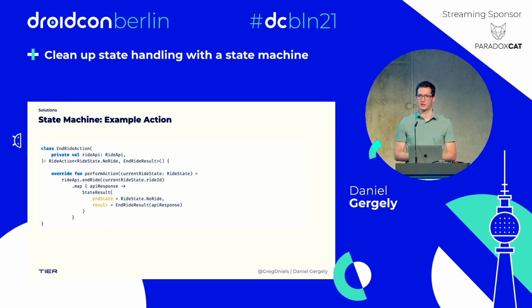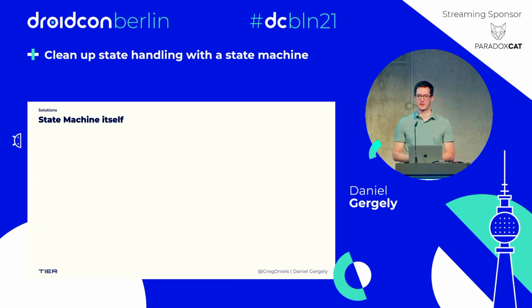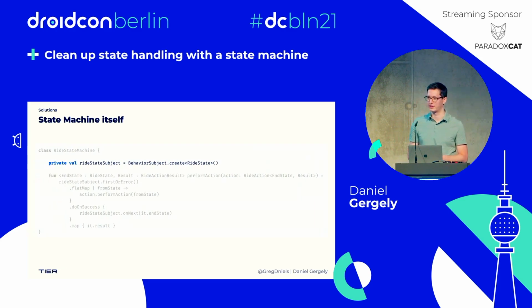So now that we have a definition for the states and also the actions, now it's time to think of the glue that would hold this all together. And that would be, of course, the state machine itself. And how we decided to tackle it is to, at first, just create a buffer that would hold our write state. We just used, at first, a behavior subject for that.